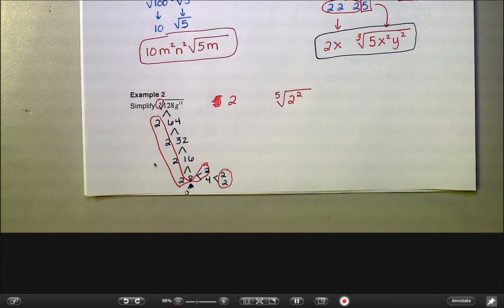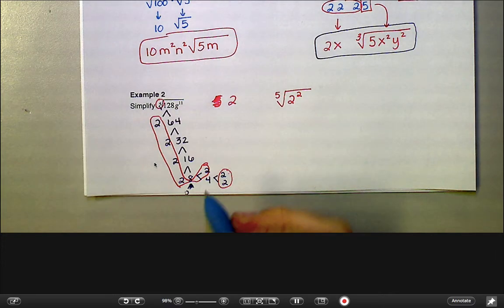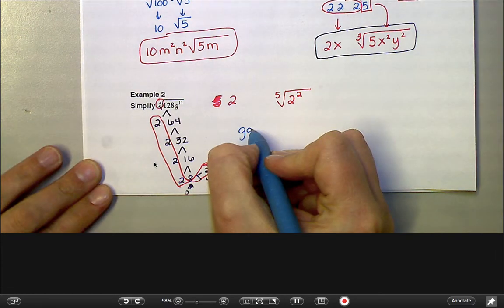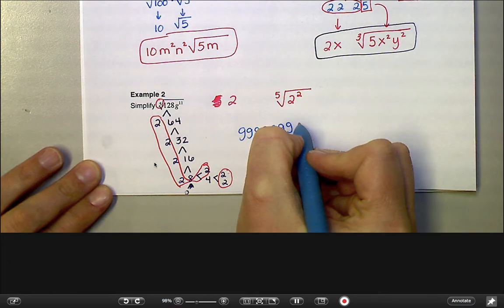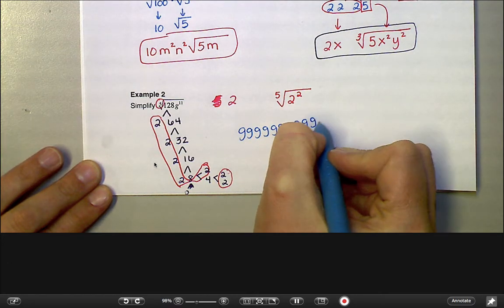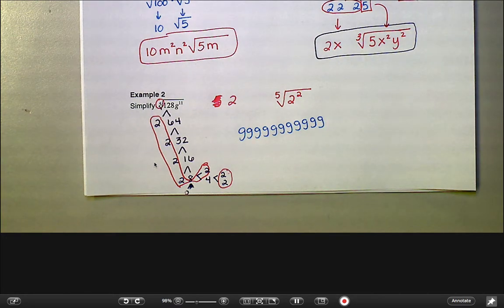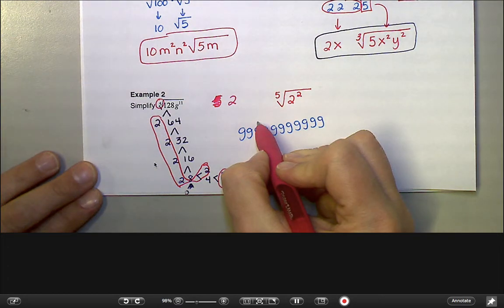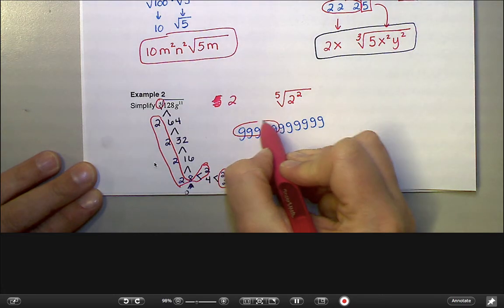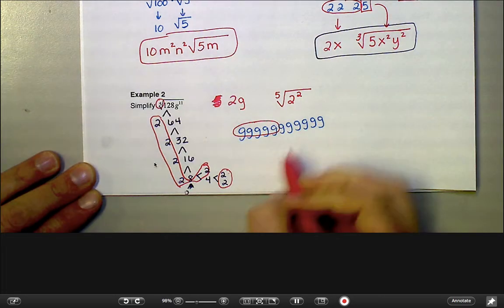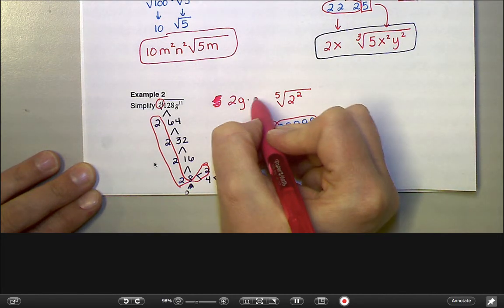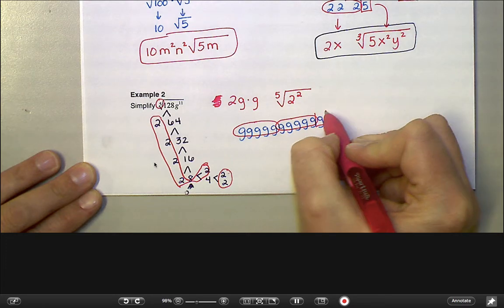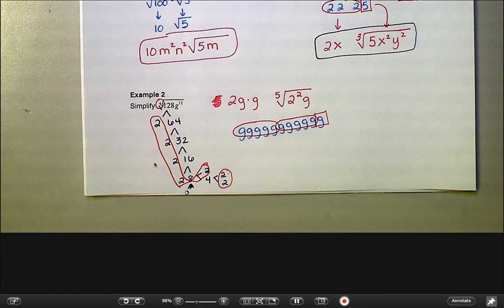Okay, G to the 11th. If you need to write it out, go ahead and do it. If not, don't worry about it. But if you had 11 G's sitting there, there they are. We're looking for groups of 5, so I can make one group of 5, and that lets me pull out 1, and another group of 5 is here, so that lets me pull out another. 1 leftover goes here on the inside.